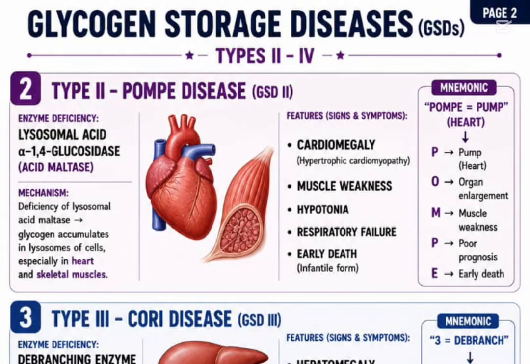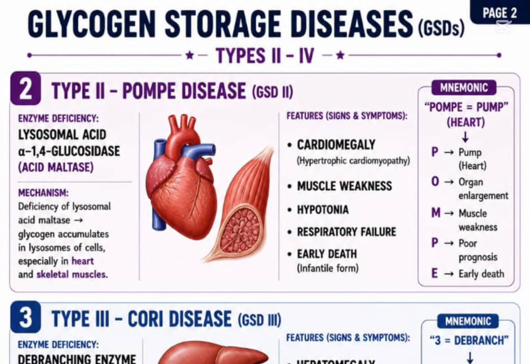But in Pompe's disease, what happened? There will be organomegaly, organ enlargement, which is the heart. The heart will be affected. There will be cardiomegaly. Pumping of the heart will be hard because of the left ventricular enlargement. Muscle weakness in M. So P for pumping of the heart, which means affect the heart. O, organ enlargement. M, muscle weakness.